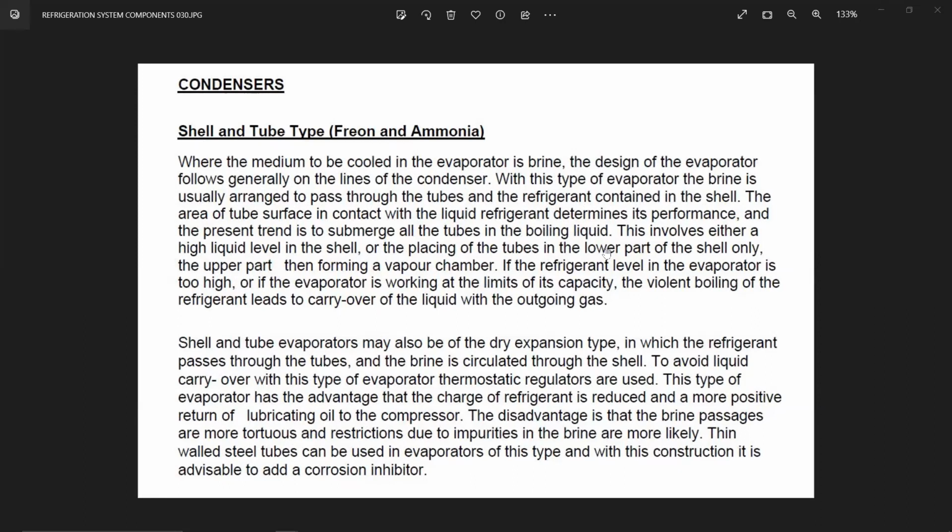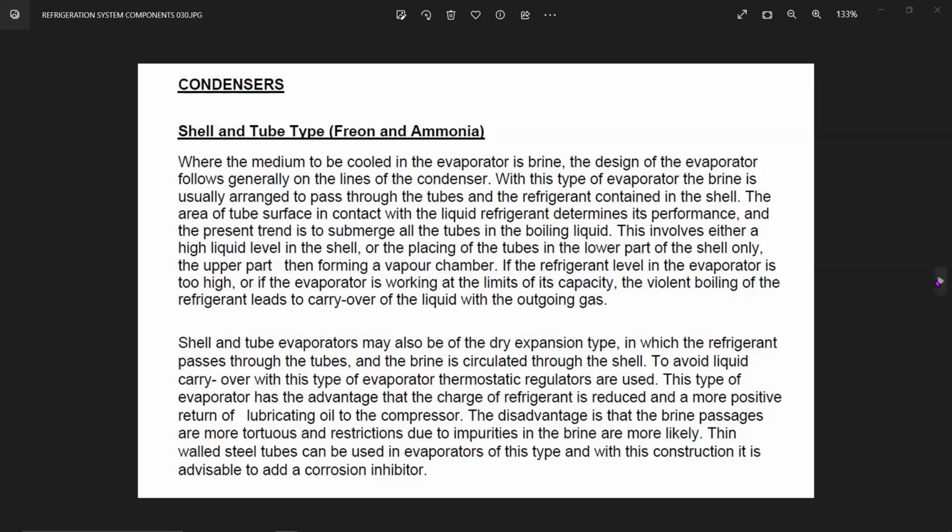Basically, all the tubes should be inside the liquid, which is the refrigerant liquid. This involves either a high level of liquid in the shell or placing the tubes in the lower part of the shell only, or the upper part. When forming the vapor chamber, if the refrigerant level in the evaporator is too high, or if the evaporator is working at the limit of its capacity, violent boiling of the refrigerant leads to carry over of the liquid with the outgoing gas.